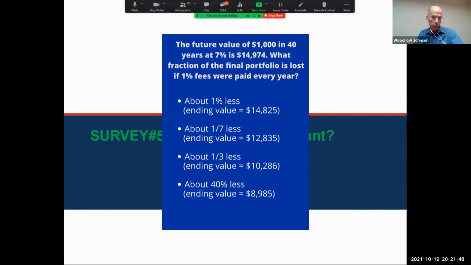Option D, the last one, is, well, 1% per year, 1% times 40 years, so I lose 40%. That's almost half the portfolio. So that's why you might want to pick that one. Option B, if I earn 7%, and if I pay 1/7 of that, 1% to fees, I should lose 1/7 of my investment, right? I think 1/7 is 14% roughly. So shouldn't I then wind up with 14% less at the end?